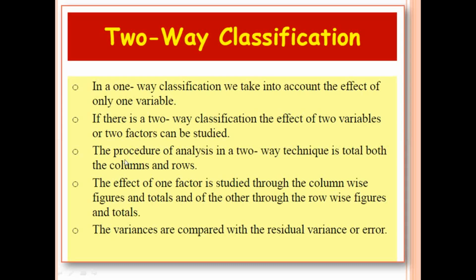Here the procedure of analysis in two-way classification is to total both on columns and rows. The effect of one factor is studied through the column-wise figure and total, and the other through the row-wise figure and total. The variances are compared with the residual variance, otherwise called the error.